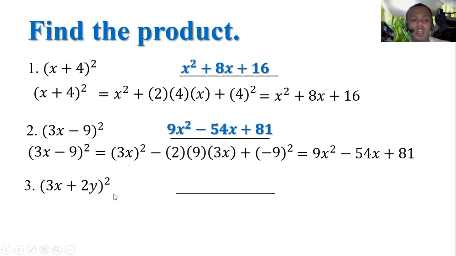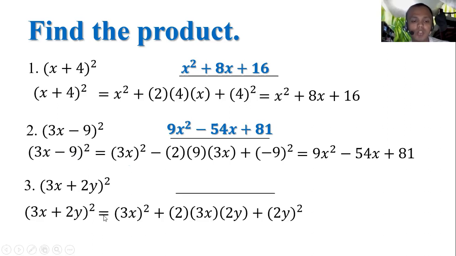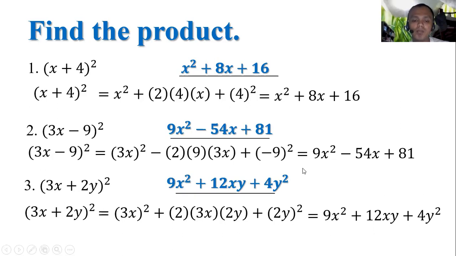Next, 3x plus 2y raised to 2. Square natin yung first term, then multiply 2 times 2y times 3x. Then 2y squared naman. 3x squared is 9x squared. 2 times 3x times 2y is 12xy. 2y raised to 2 is 4y squared. So ito yung magiging product niya.